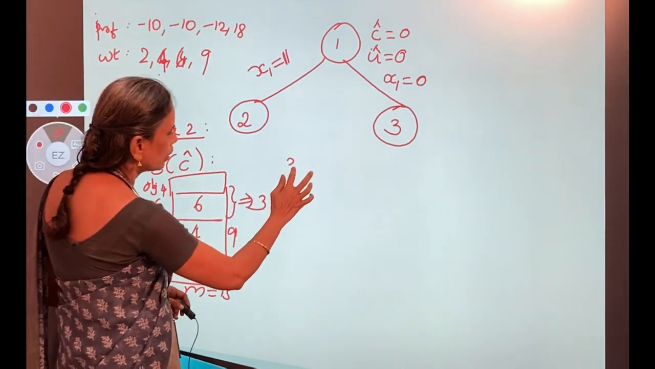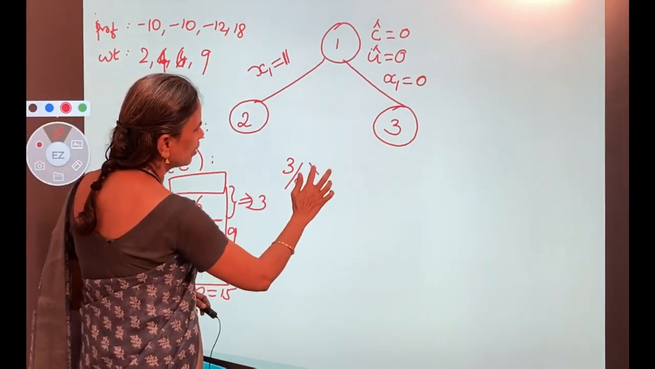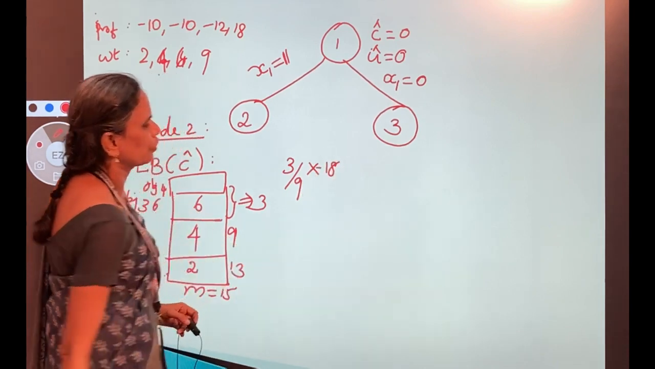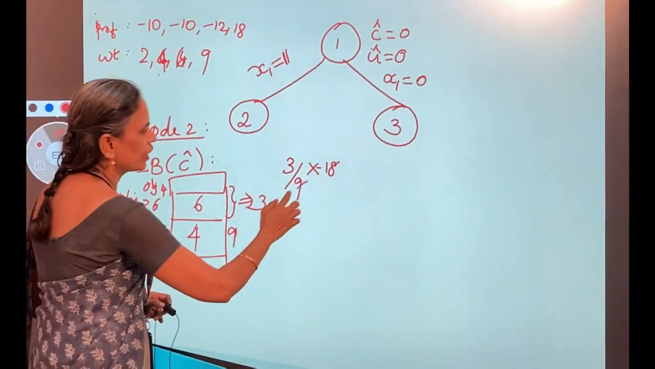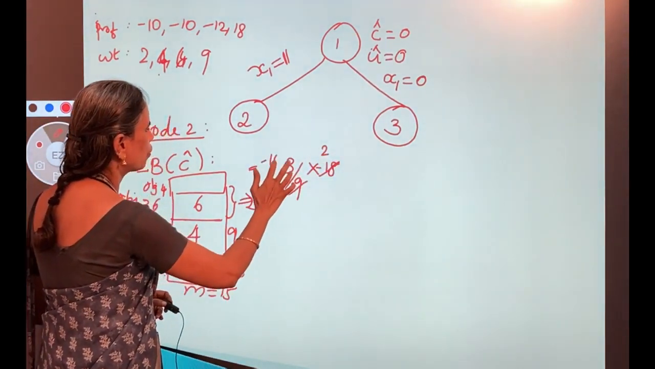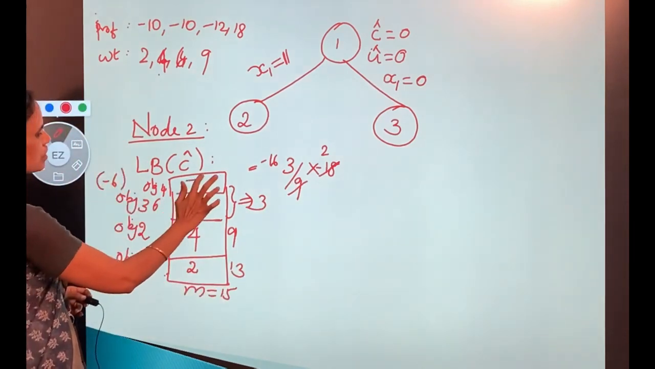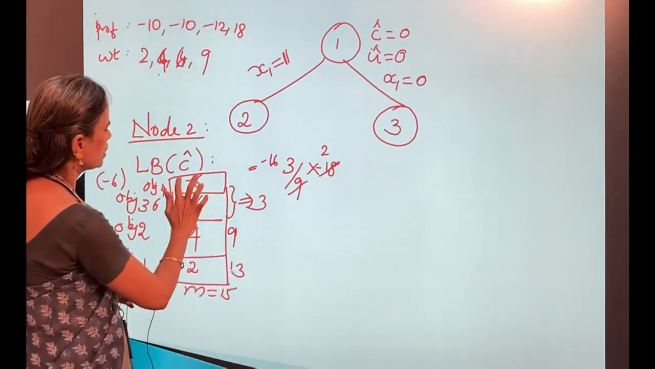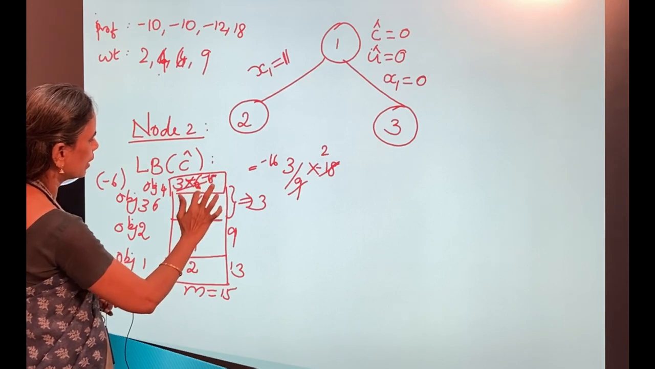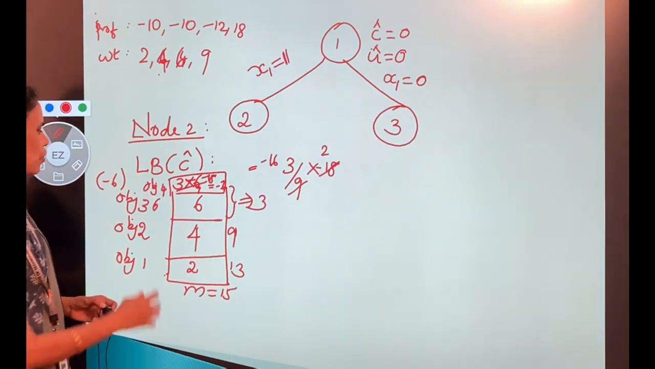So out of 9 we have to allocate only 3, and we have to multiply with the profit of object 4, whose value is minus 18. So 3 times minus 18 divided by 9, the answer will be minus 6. Minus 6 will be considered as the profit of object 4.